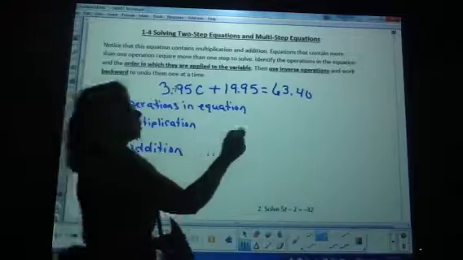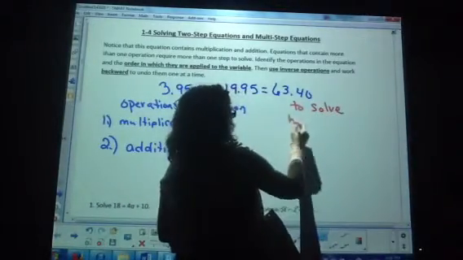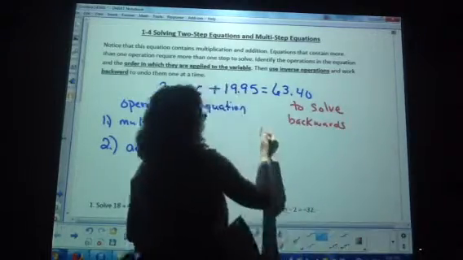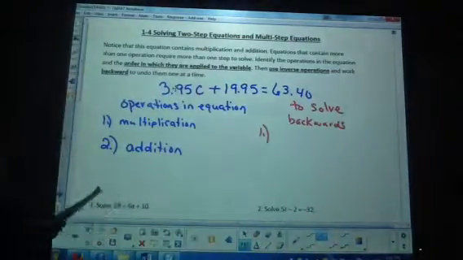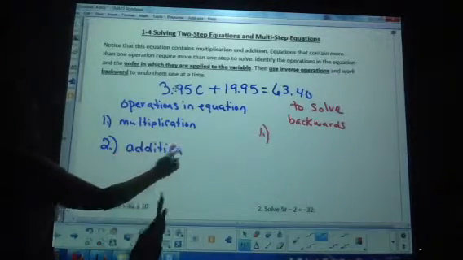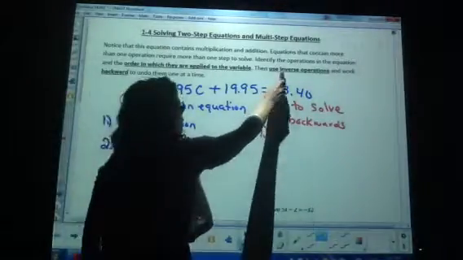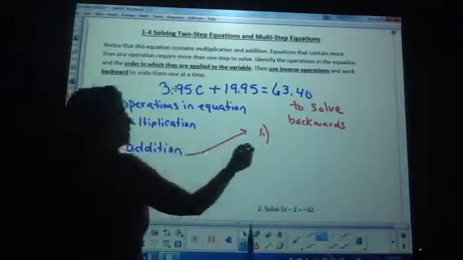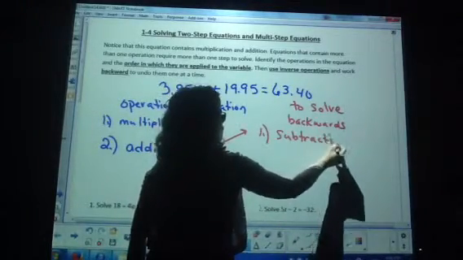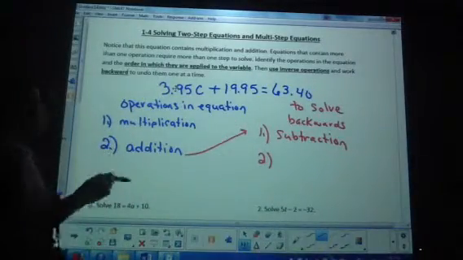Okay, to solve this equation, you must work it backwards. Okay, so if we work it backwards, we start right here. And then we do the inverse operation. So what's the inverse of addition? Subtraction. And then what's the inverse of multiplication? Division.